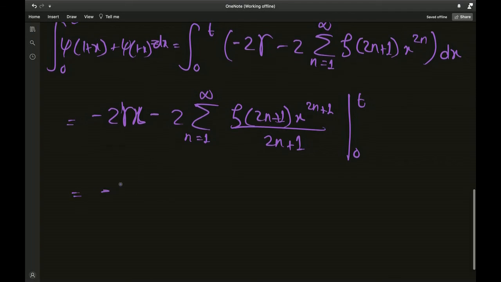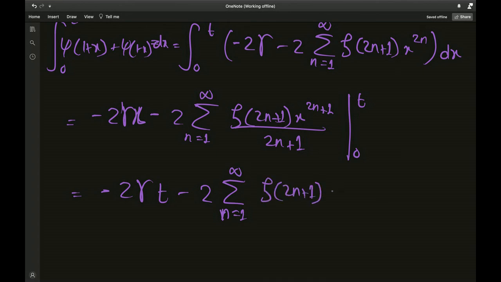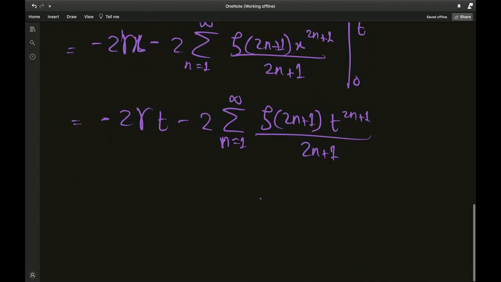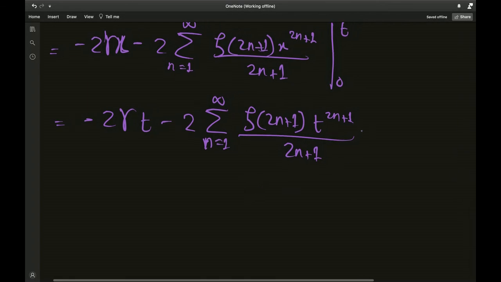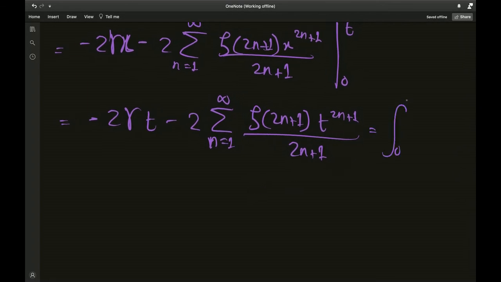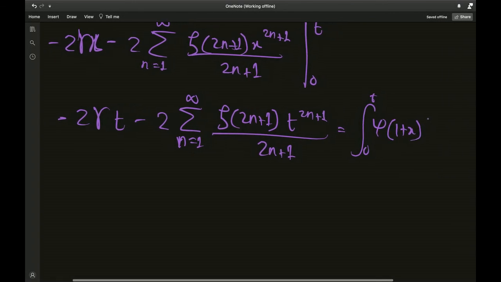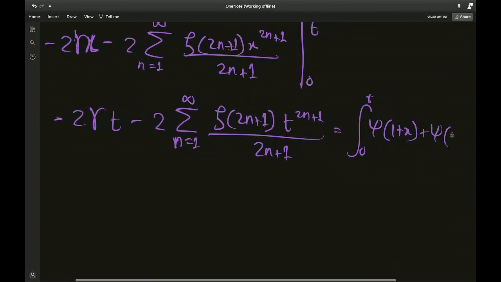So this becomes minus 2 times Euler-Mascheroni times t minus 2 times the sum from n equals 1 to infinity of zeta of 2n plus 1 t to the 2n plus 1 divided by 2n plus 1. And this is still equal to the integral from 0 to t of digamma of x plus 1 plus digamma of 1 minus x dx.